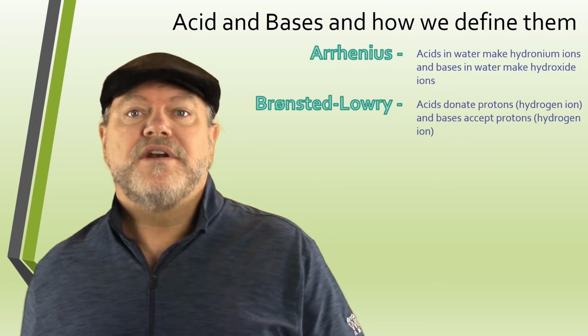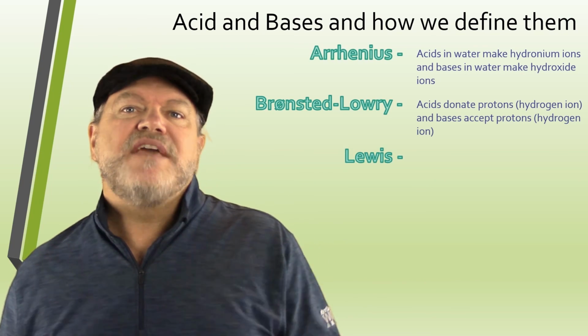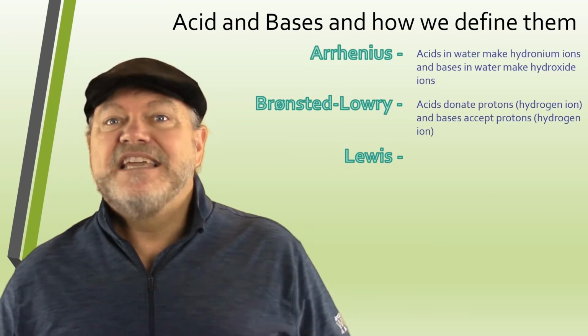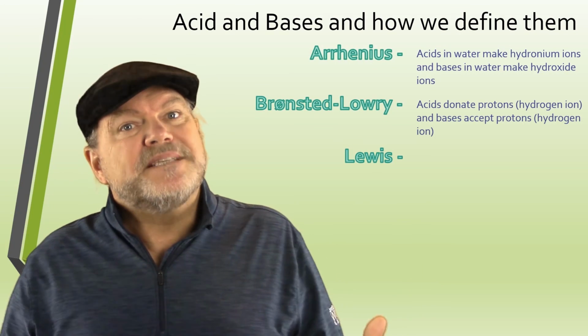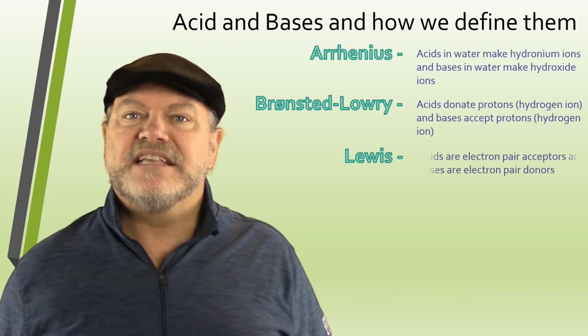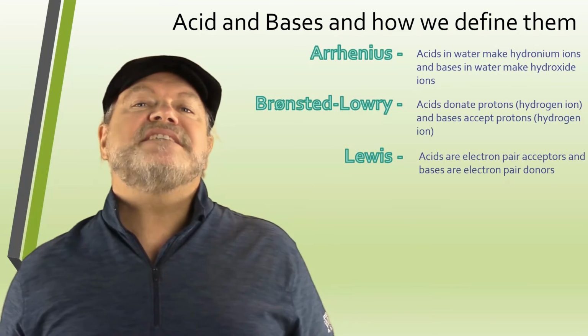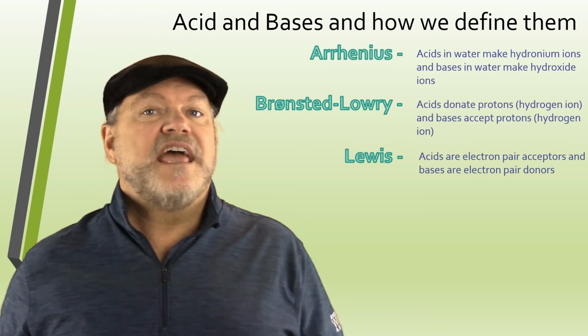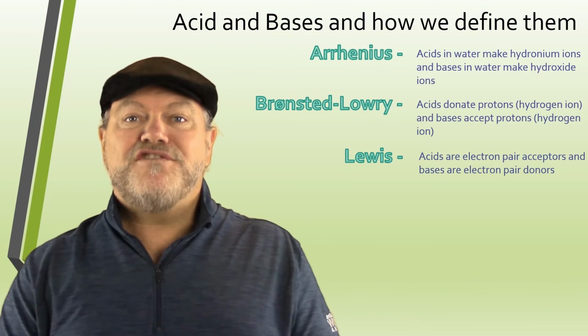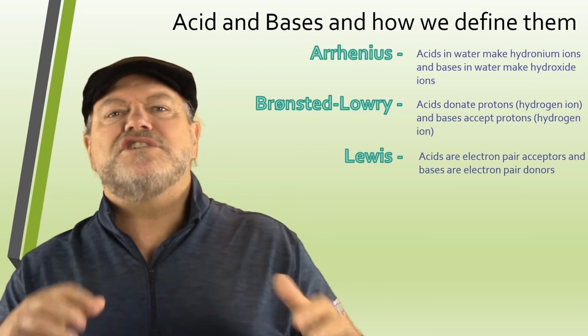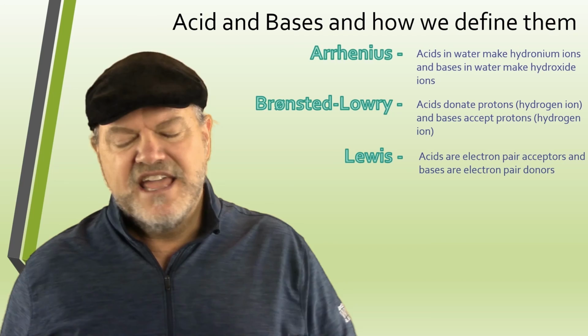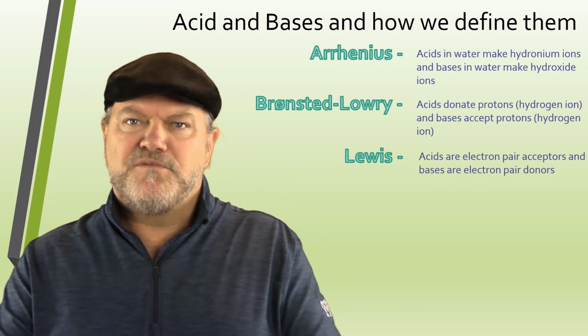And it gets broader. Our friend G.N. Lewis, who gave us the Lewis dot system, also gave us a more encompassing definition of an acid and base. An acid can be an electron pair acceptor, and a base is an electron pair donor. And now we don't even need a solvent, and we can include a huge swath of chemical reactions that form what we call dative bonds.